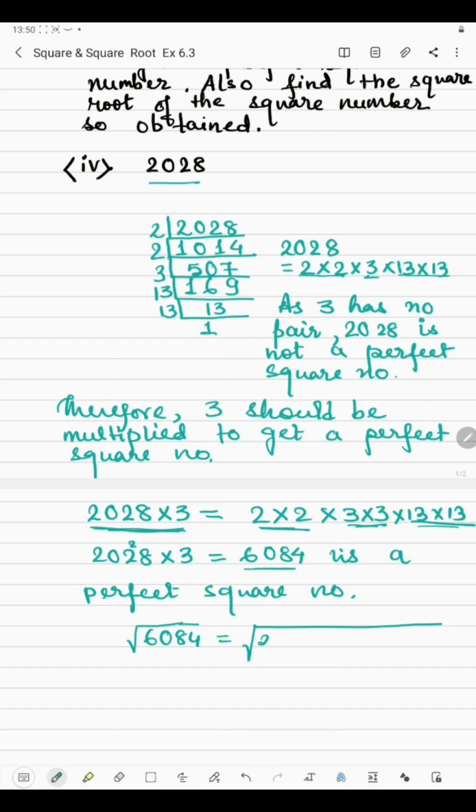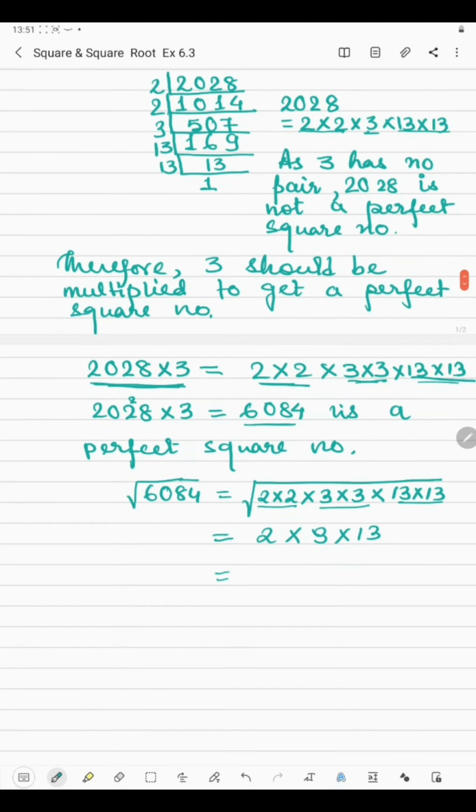Here we have 2 multiplied by 2 multiplied by 3 multiplied by 3 multiplied by 13 multiplied by 13, under the square root. From each pair we will take one number. From the two 2's we take one 2, from the two 3's we take one 3, and from the two 13's we take one 13. So 13 threes are 39, and 39 multiplied by 2: 9 twos are 18, 1 carry, 3 twos are 6, 6 plus 1 is 7. So we have 78. So the square root of 6084 will be 78.